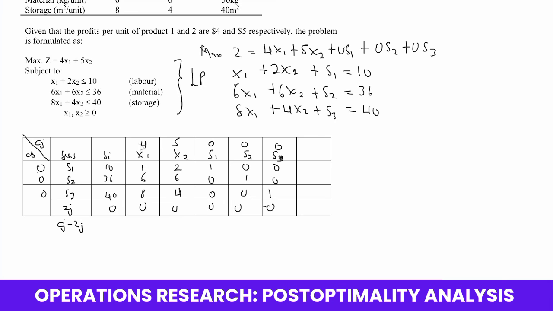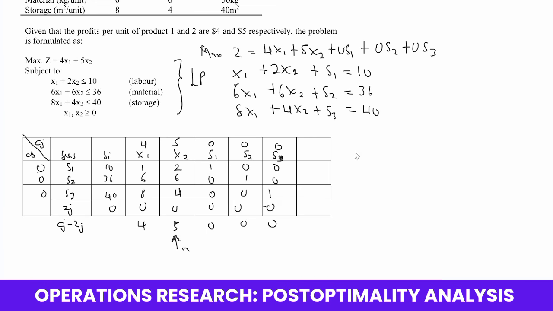So these are CJ values. 4 minus 0 will give us 4. 5 minus 0 will give us 5. 0 minus 0 is 0, 0, 0. So we look for the largest non-negative number. That's 5. So this will be our entering variable. And that's our pivot column.